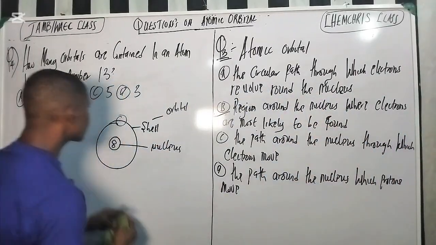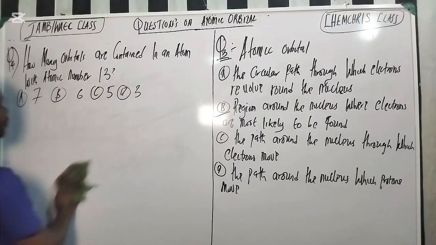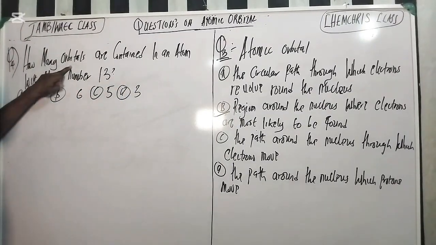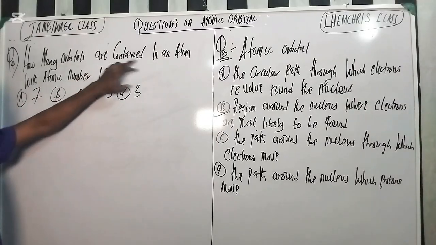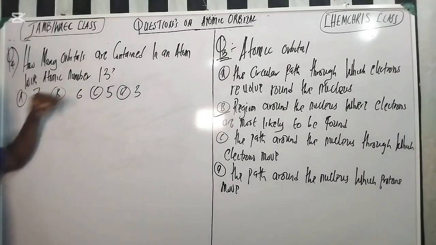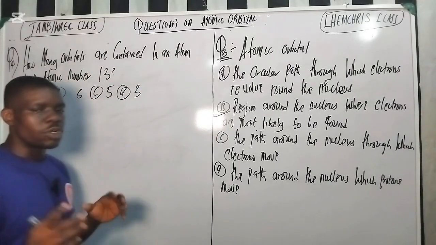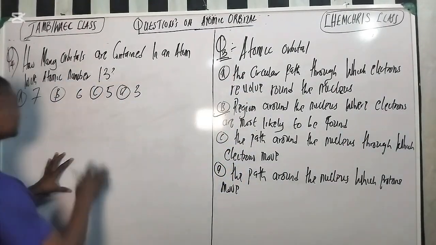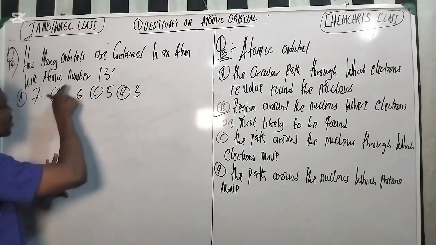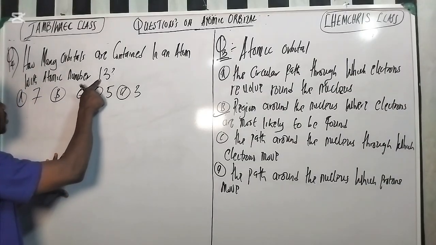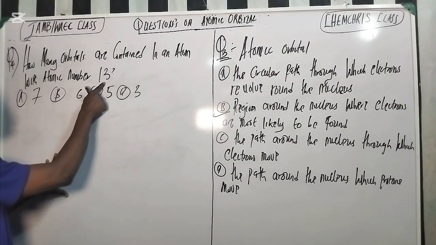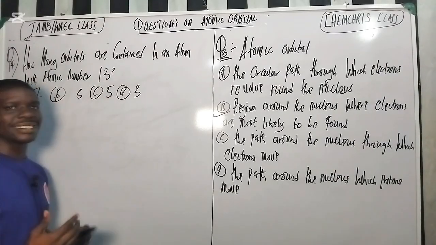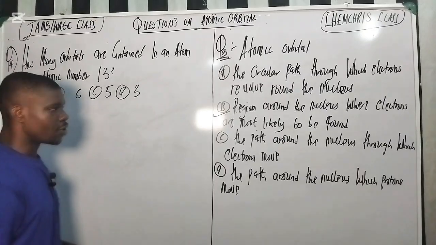Hope you understand. So let's look at question number 4. Question number 4 is a little bit tricky. How many orbitals are contained in an atom with atomic number 13? Not a majority of students will fail this question, but please pay attention. In order to get the number of orbitals the atomic number 13 will contain, you need to write the electronic configuration, right?